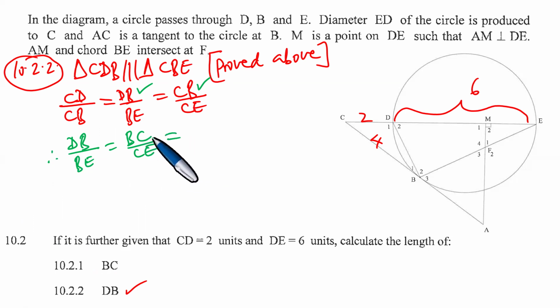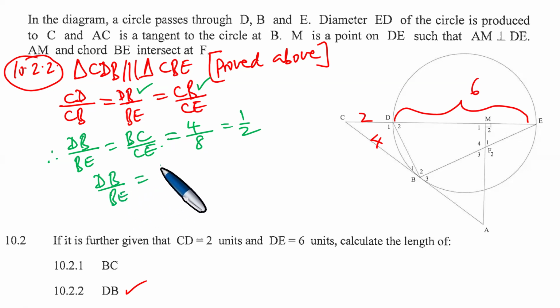So what is BC? This is 4 over CE, which is 8, which is 1/2. And then DB over BE is 1/2. So you cross multiply, which means that BE is 2 times DB.